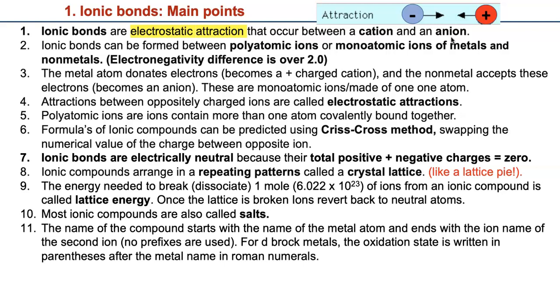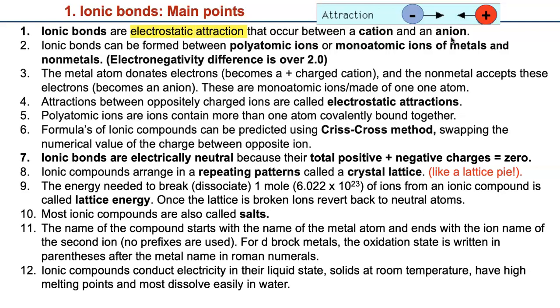To name the compounds, you start with the name of the metal atom as it is, and then it ends with the name of the second ion. If the second ion is a polyatomic ion, you don't use a suffix. But if it's a monoatomic ion, you use the "-ide" suffix. For D block metals, when you write the name, you also state the oxidation state within parentheses after the metal name, and inside the parentheses, you write the oxidation state in Roman numerals.